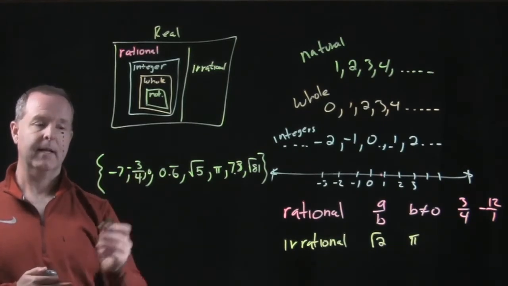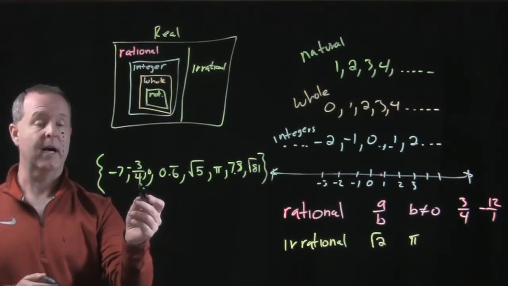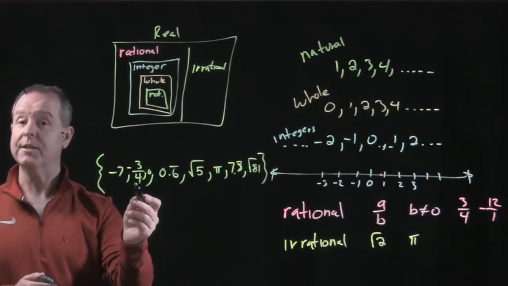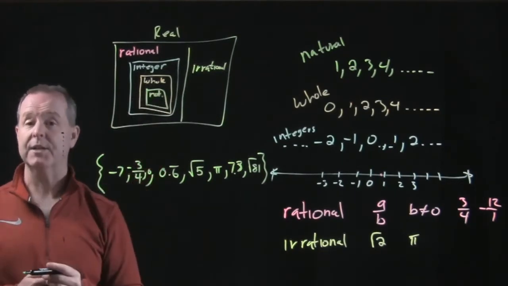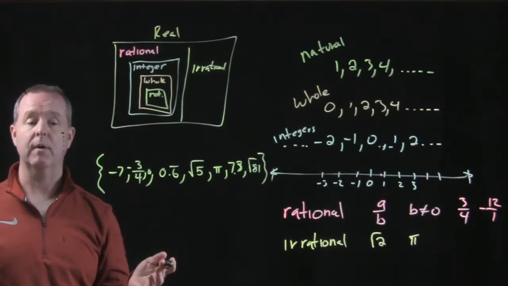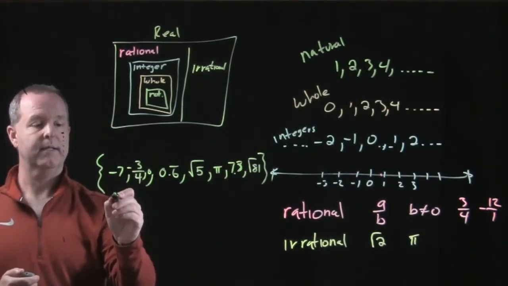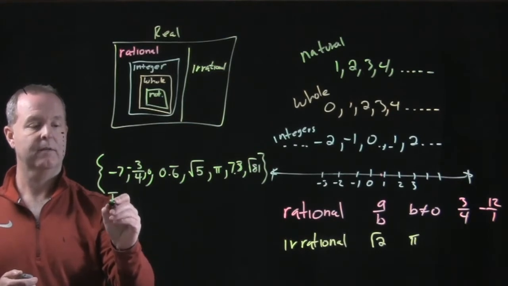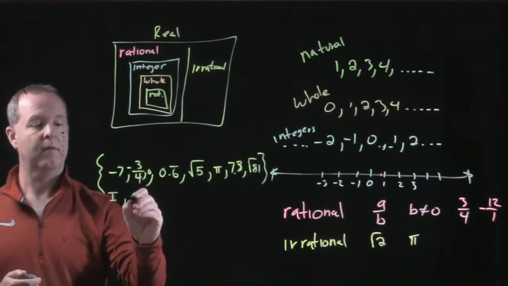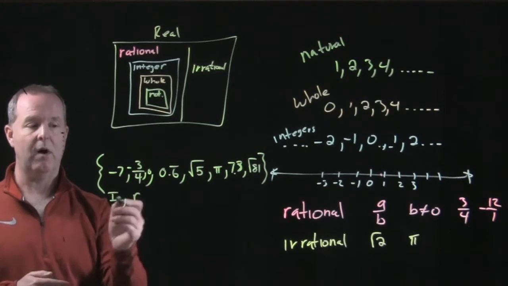-3/4. It's not a natural number, it's not a whole number, it's not an integer, but it is a rational number. A rational number, again, is a number that I can create as a fraction. So let's put -7, that's an integer. -3/4 is a rational number. I make it a little r.